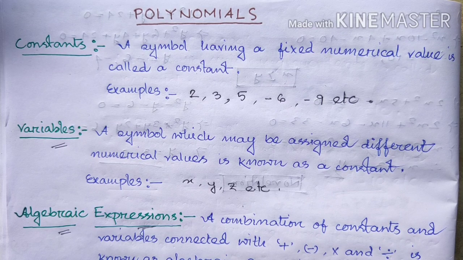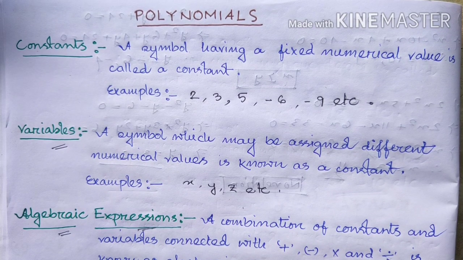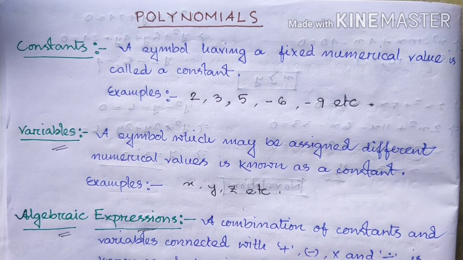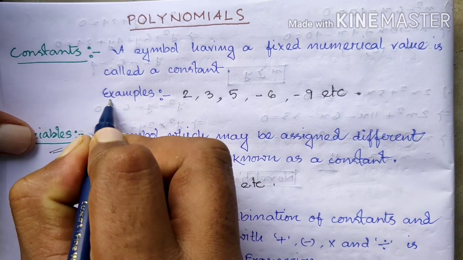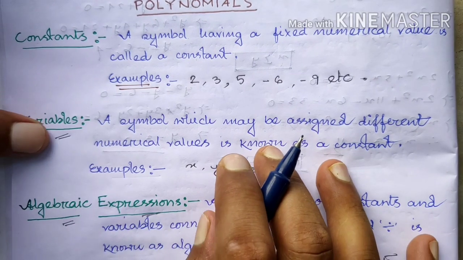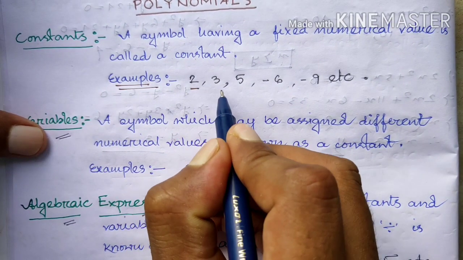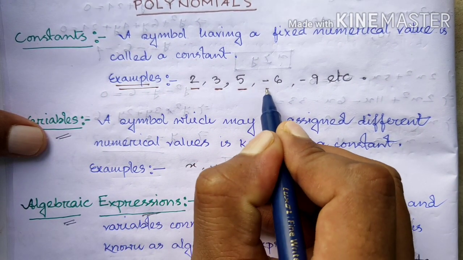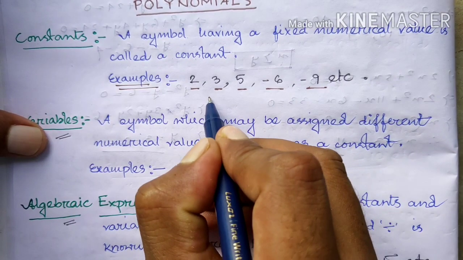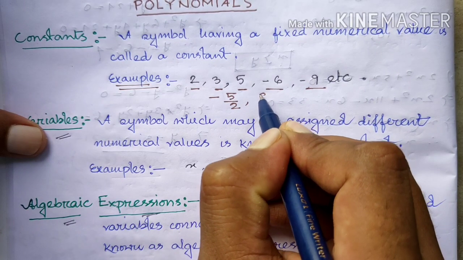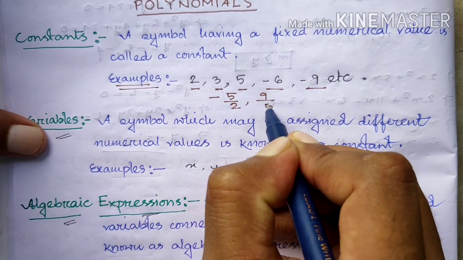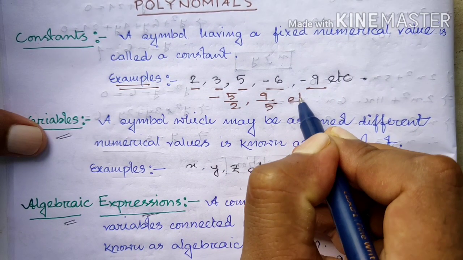Today's topic is polynomial. At first we have to know about constant. What is a constant? A symbol having a fixed numerical value is called a constant. For examples 2, 3, 5, minus 6, minus 9, minus 5 by 2, minus 9 by 2, 5, etc.